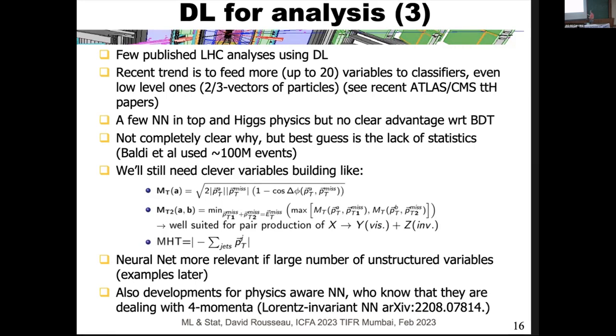So this is really the summary. There are quite some developments recently on physics-aware neural networks. So instead of dealing with four-momentum like a pT, eta, phi, which are just numbers, really to inform the neural network that they are dealing with an object which is a 4-vector, which has some property, which can be combined, etc. And there are a number of recent papers on Lorentz invariant neural networks, which are quite promising.